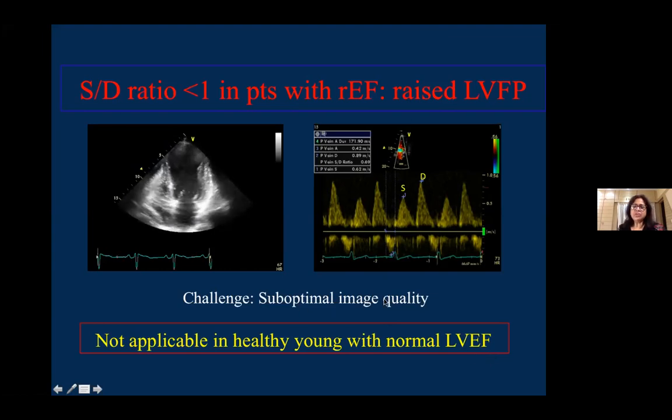Challenge is always a suboptimal image quality, but as I said, today's machine is very good to show us the pulmonary venous flow pattern. You can always try, and I'm definite that you are going to get a very good flow pattern.